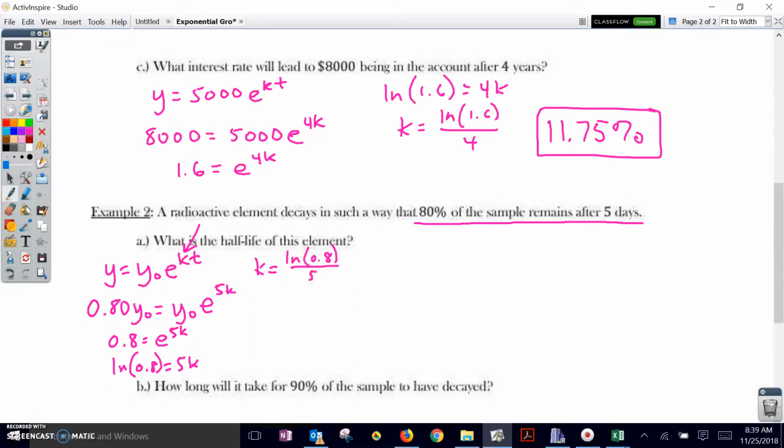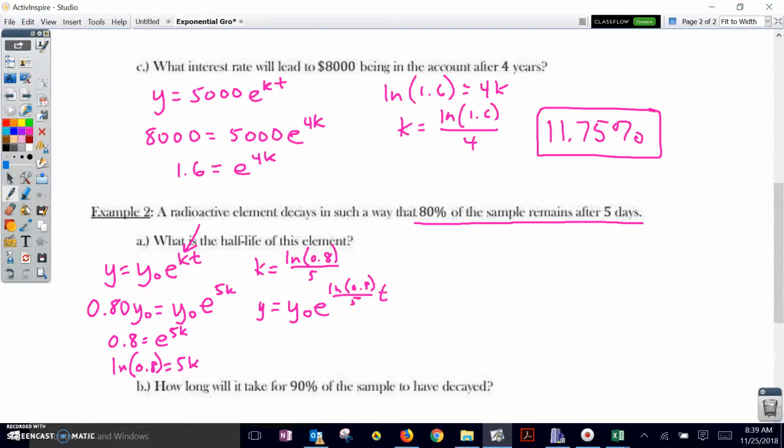divided by 5. And when I'm solving for something like this, I like to leave the rate constant in exact form instead of putting it in as a rounded decimal. Since it's in the exponent, small variations in the exponent can lead to larger variations in our answer. So I like to leave this as exact. And so now we have the model that y is equal to y sub 0 e to the natural log of 0.8 over 5 times t.